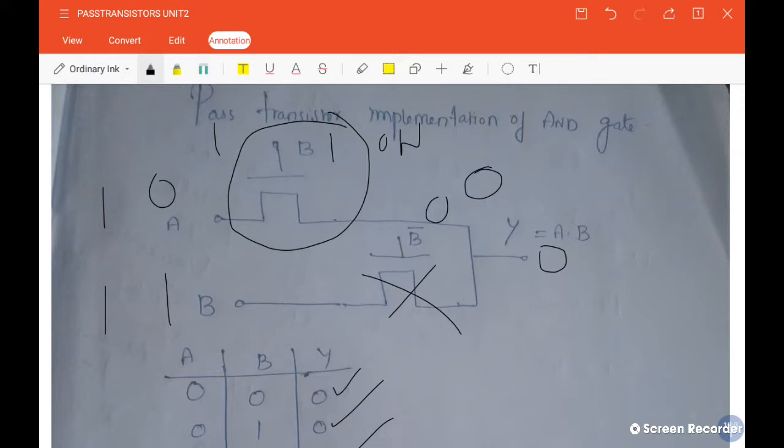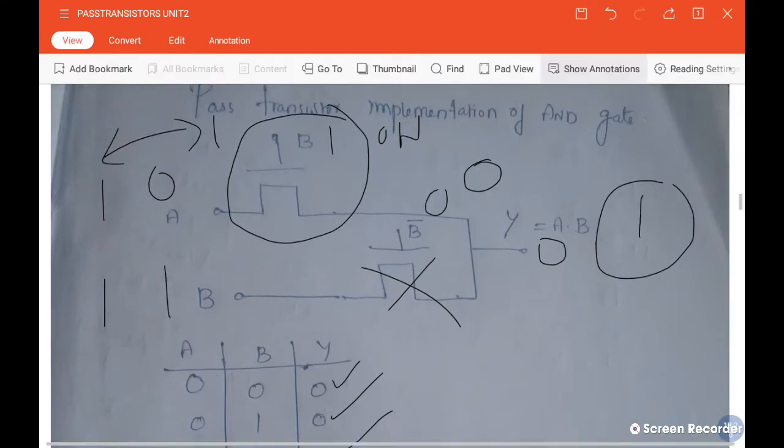So what is the input of that NMOS? That NMOS is having the input of 1. So that one input is given to the output. So you get finally the Y as 1, Y output as 1 value. Okay, so the truth table is now verified.